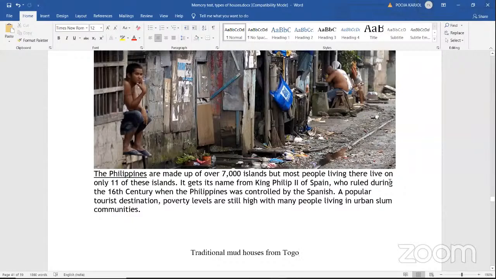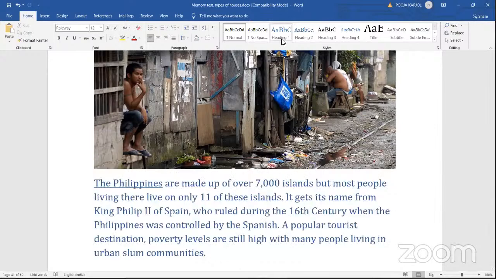Okay. Philippines. It has over 7,000 islands. How many did Indonesia have? 18,000. Yes. People there live on only 11 of those islands. That means the other 6,989 are non-habitable. It is a popular tourist destination, but poverty levels are still high, with many people living in urban slums.